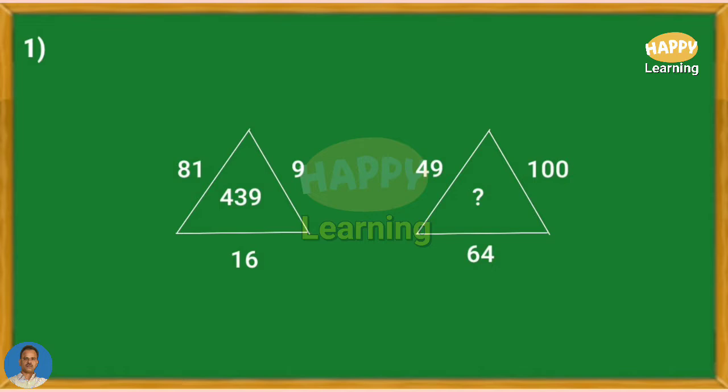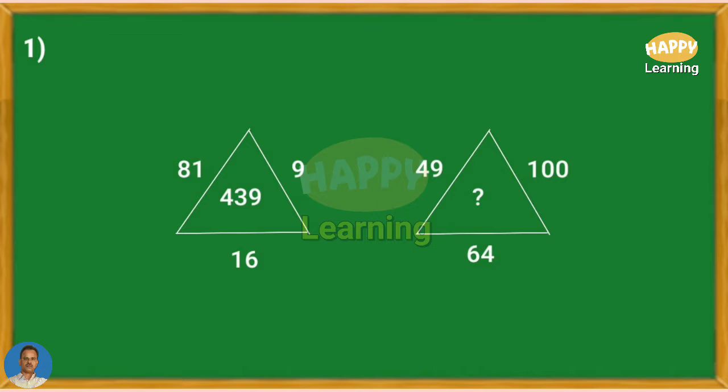In each diagram we have four numbers. Outside this triangle there are three numbers, and inside the triangle there is one number. Here the inner number is somehow related to the outer numbers. So we need to find the relation from the first diagram, and by applying that relation, that logic, that condition, we need to find what should be there in place of this question mark.